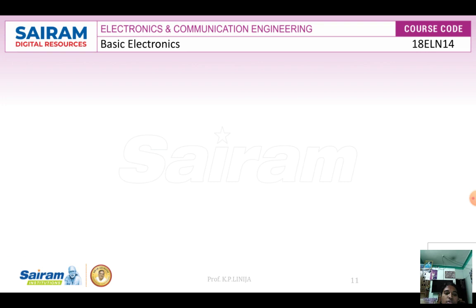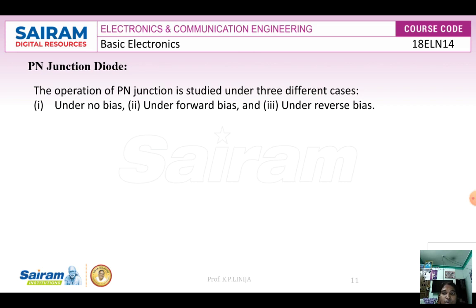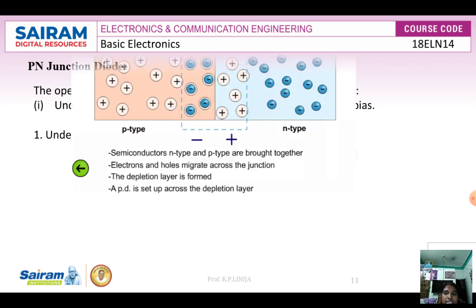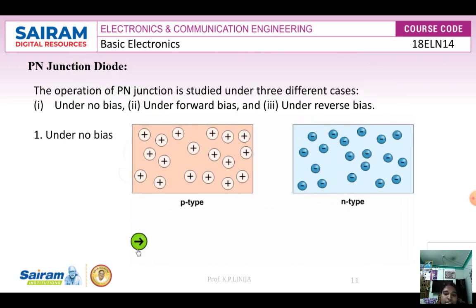In the forward bias, we will see how the operation is going on, and if it is under no bias, we can see how the PN junction is working. Under reverse bias, these are the three operations of the PN junction. So first, let us study them one by one.